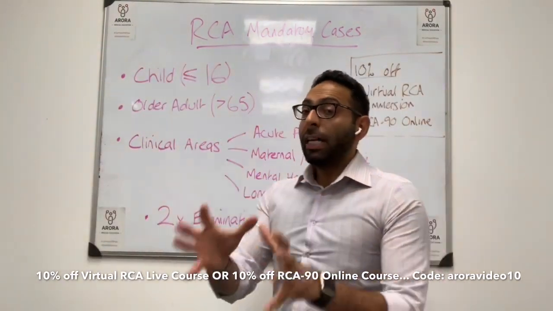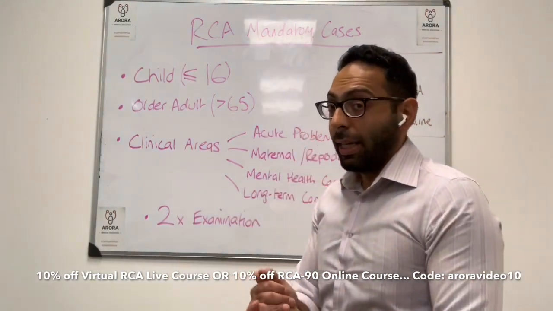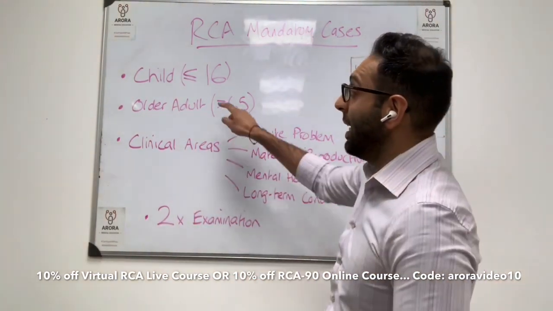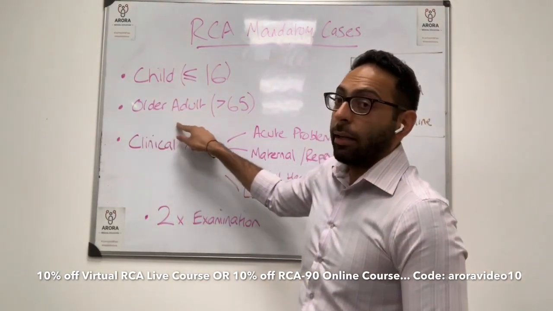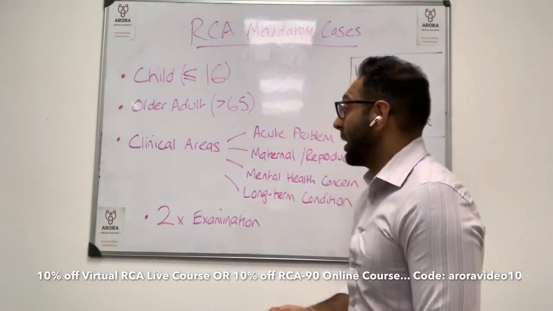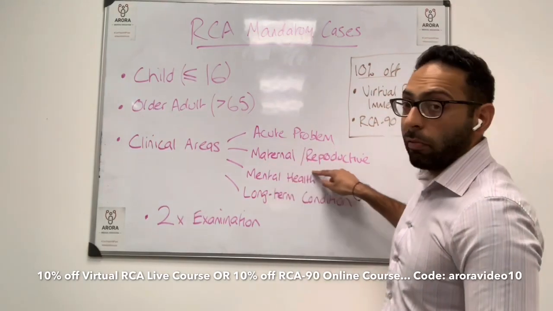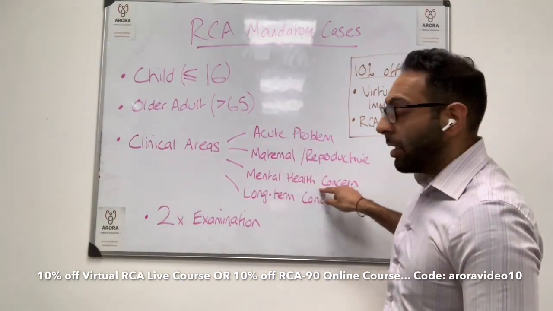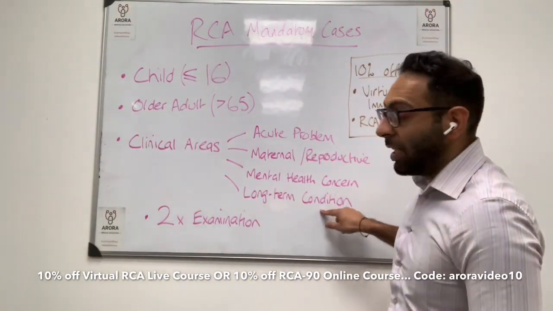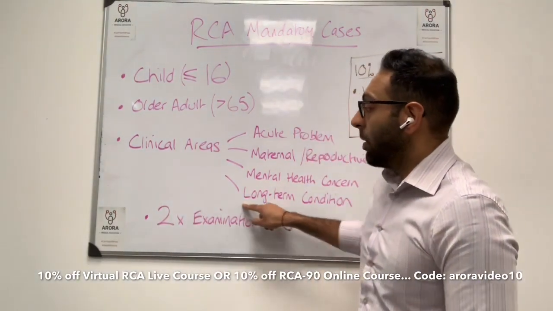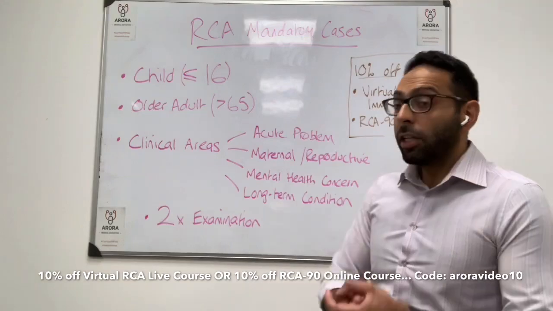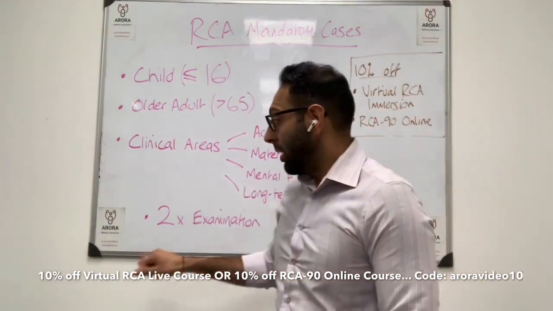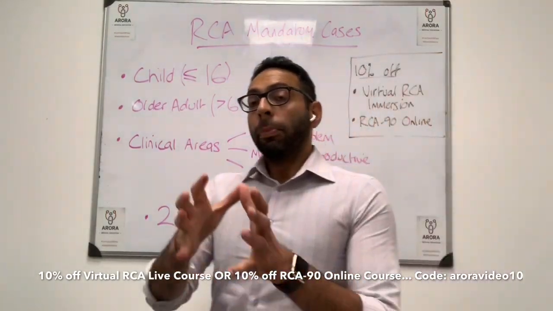But remember, the mandatory things that you must be doing in terms of RCA, in terms of your case submission: at least 1 case of a child, at least 1 case of an older adult, at least 1 case in 4 clinical areas: acute problem, maternal and reproductive health, mental health concern, and a long-term condition, and then at least 2 demonstrating some kind of examination. We do a lot of work on this in terms of the online course, the virtual RCA course, teaching how to get these things across, even if you're doing telephone or video consultation.